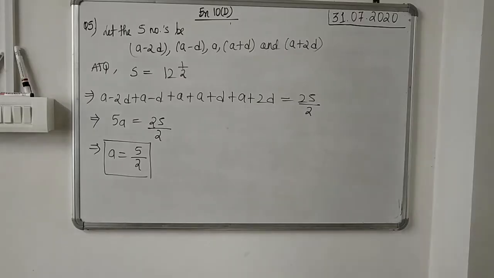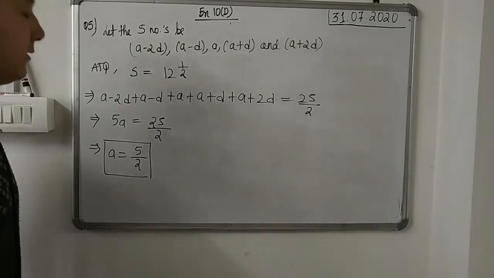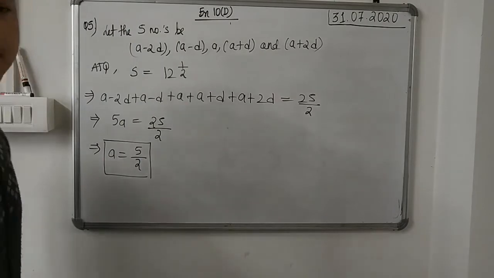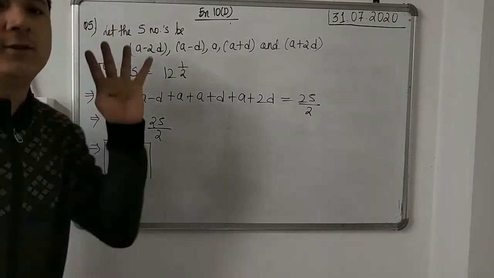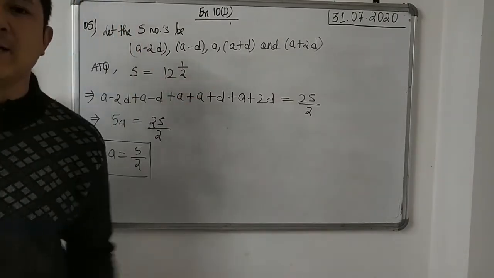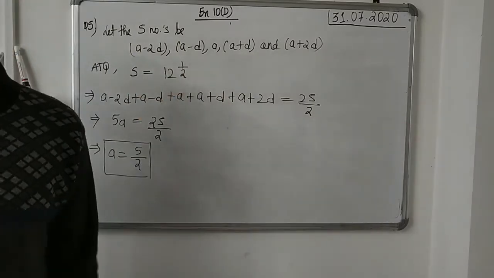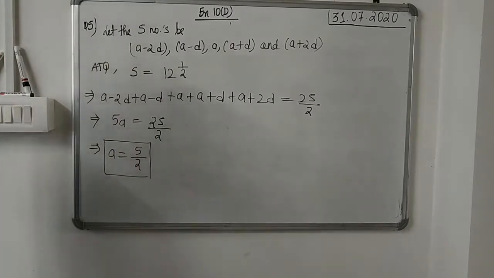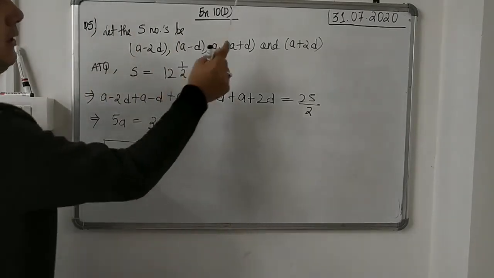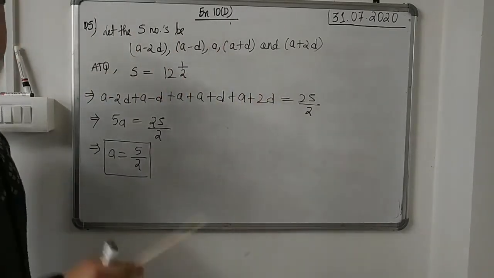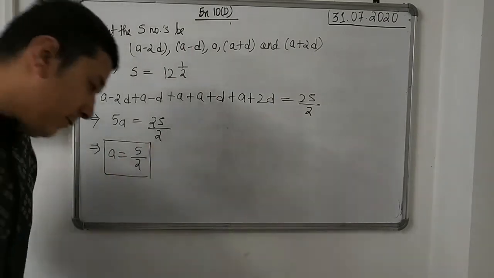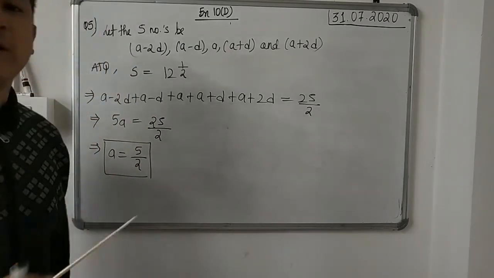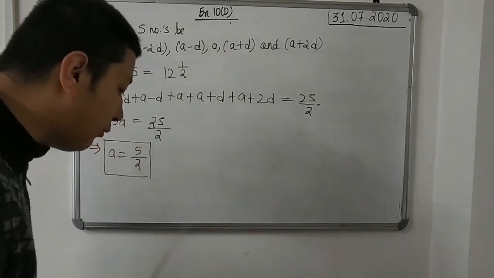Next one, we move to question number 5. Now question number 5 says, divide 5 numbers in AP whose sum is 12 and a half. So remember, 4 numbers, it is a minus 3d, a minus d, a plus d, a plus 3d. And when it comes to 5 numbers, how will I divide? Same thing, a minus 2d, a minus d, a, a plus d, a plus 2d. So we are dividing, find 5 numbers whose sum is 12 and a half.